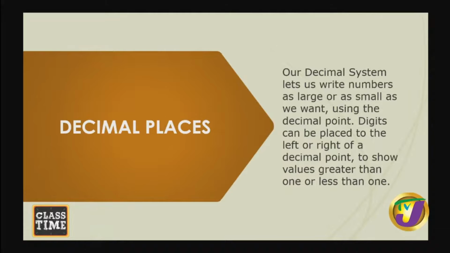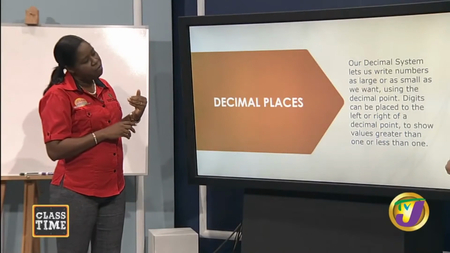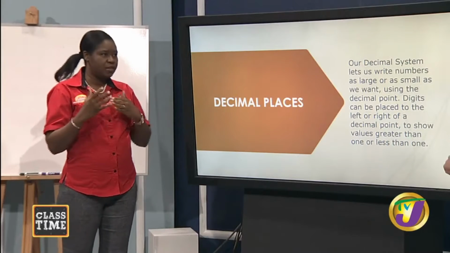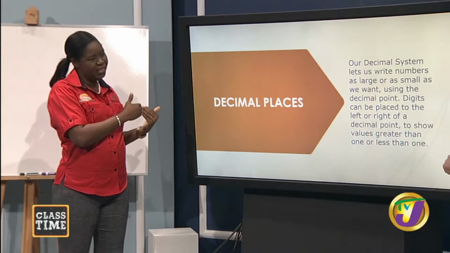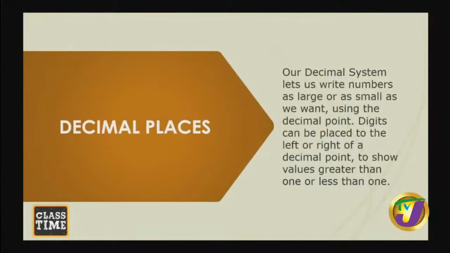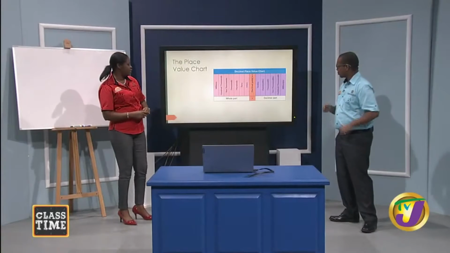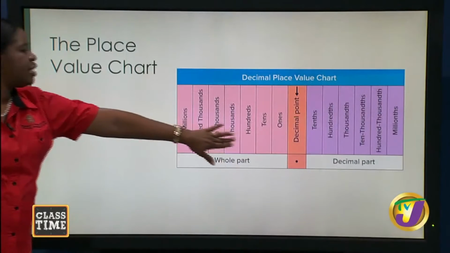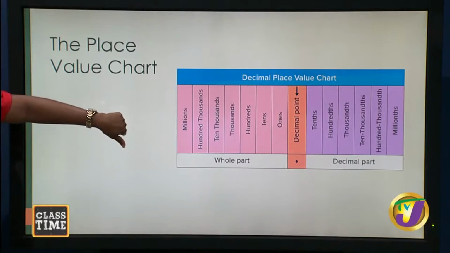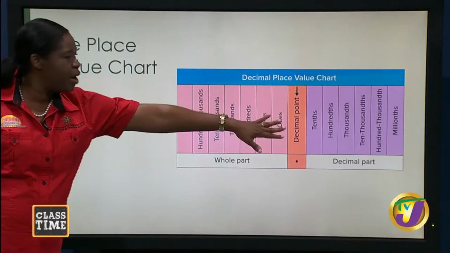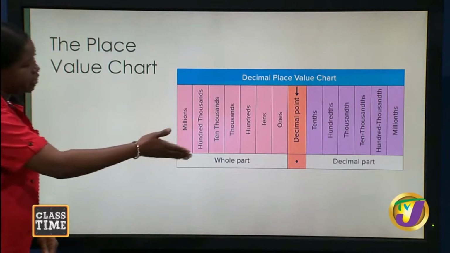Now, the digits can be placed to the left or the right of the decimal point, as you will see on the place value chart. Those to the left of the decimal point show values greater than 1. Let's look at what I'm saying. So here we have the decimal point on our place value chart. These digits are greater than 1, and digits placed to the right of the decimal point would be less than 1.